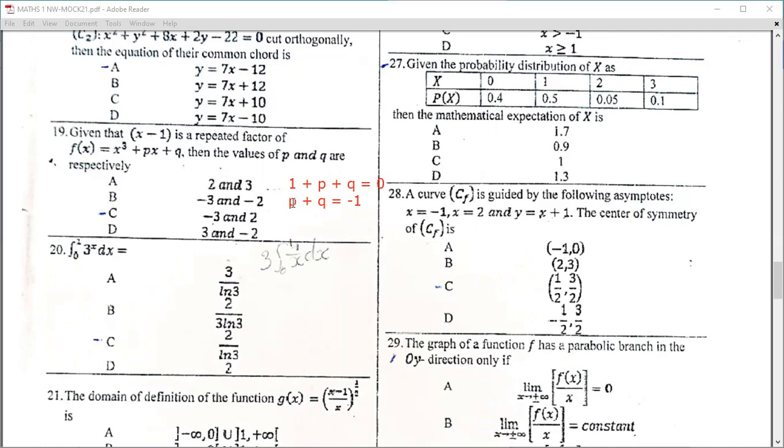Go to the answers. Any two answers whose sum is equal to minus 1 is the correct answer. 2 plus 3 equals 5. It is wrong. Minus 3 minus 2 gives us minus 5. It is not, so it does not match here. Minus 3 plus 2 matches our equation. So our result here is C.